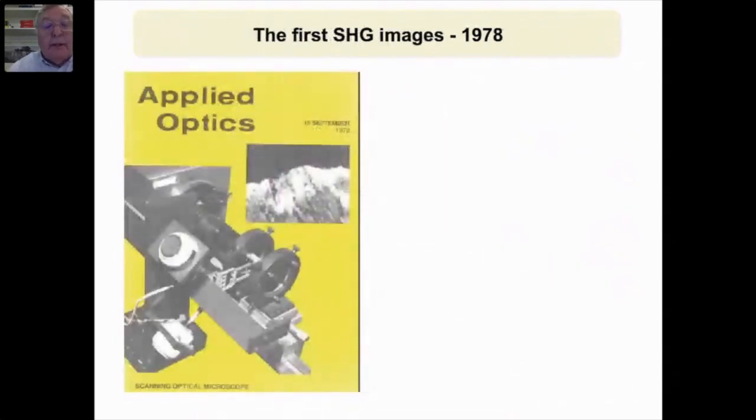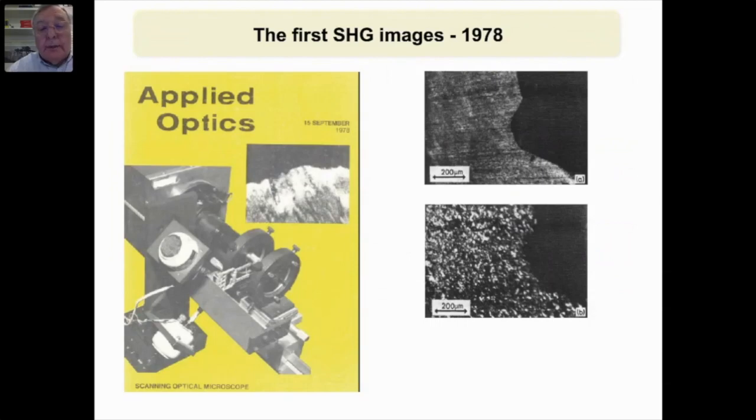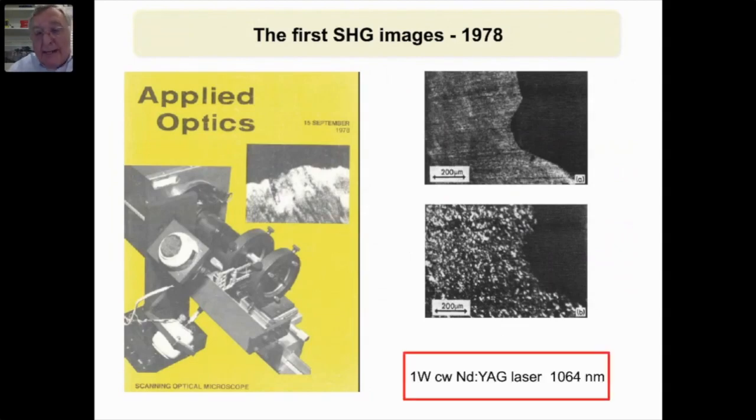Here's the scanning thing again. The thing in the top left is the photomultiplier tube, and indeed these were second harmonic generated images obtained in the late 1970s by Julian Ganaway in Oxford. And the laser was a homemade 1 watt CW neodymium YAG laser. We'd never be allowed to use that now. Amazing that we could do this thing then.